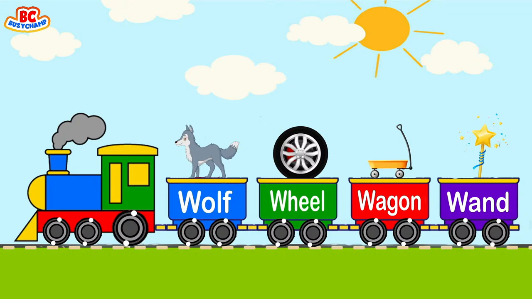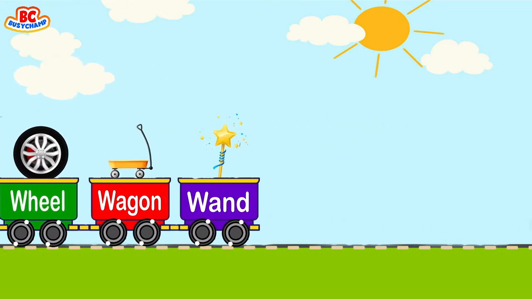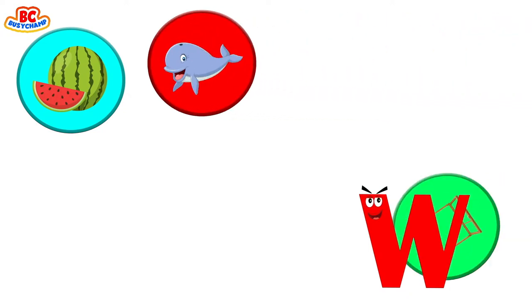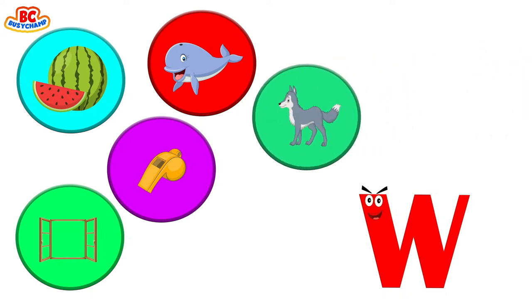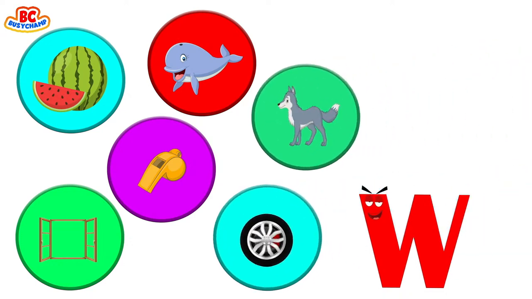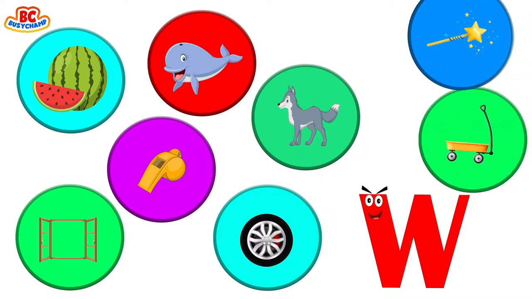Let's revise the words with the letter W. Wolf. Wheel. Wagon. Van. W. Watermelon. Whale. Window. Whistle. Wheel. Wagon. Van.